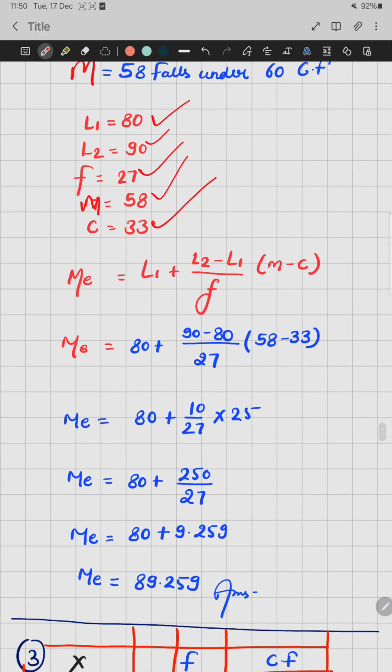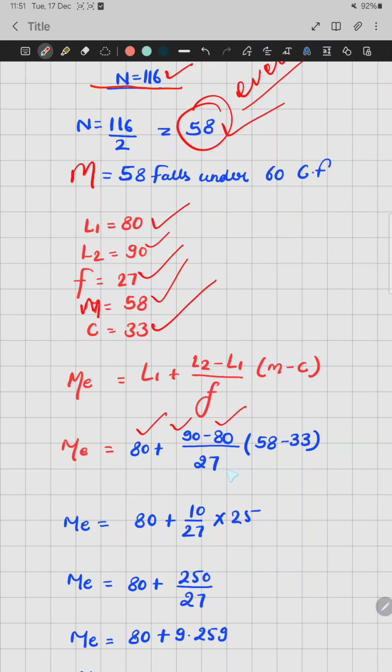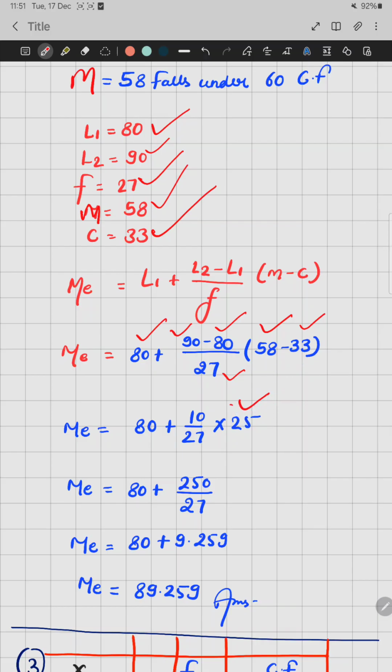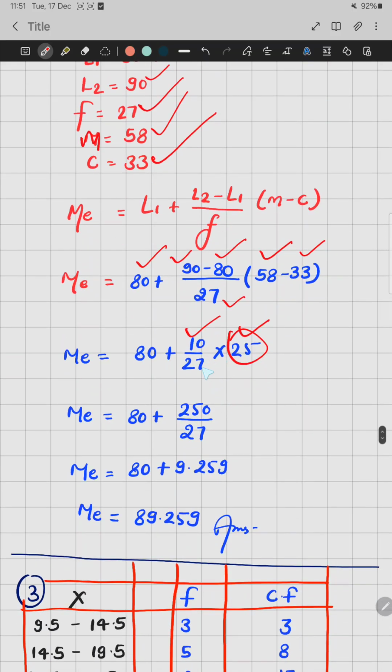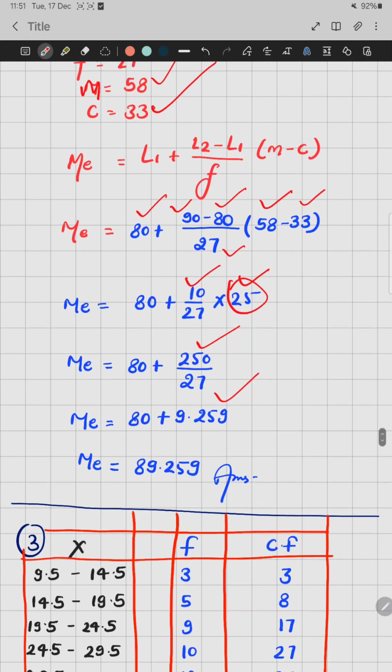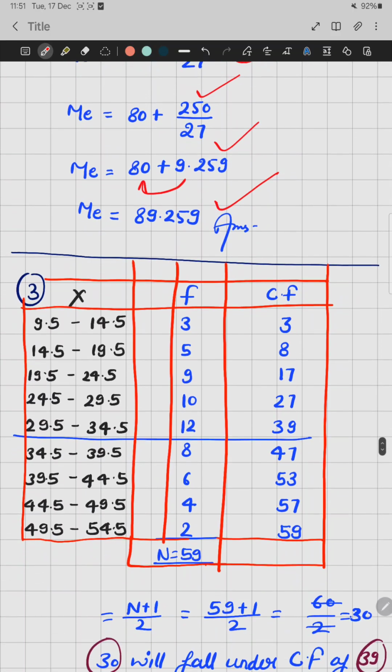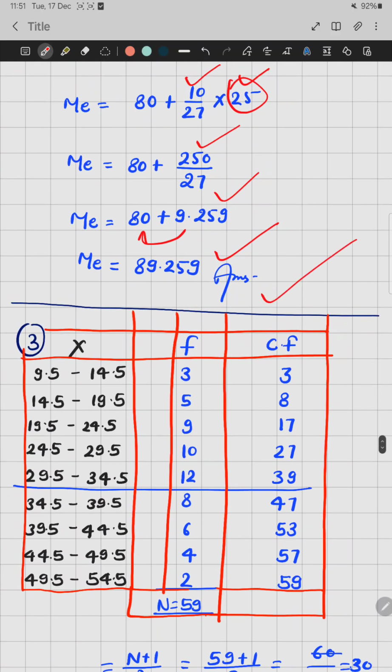So now if you put everything in the formula, L1 is 80, it is 90 minus 80, it is 27, 58 minus 33. Now if you solve 58 minus 33, it will come 25. If you solve 90 minus 80, it will come 10 upon 27. Now if you multiply 10 into 25, it will be 250 upon 27. Now if you divide both of these, it will come 9.259. If you add both the values, it will come 89.259.